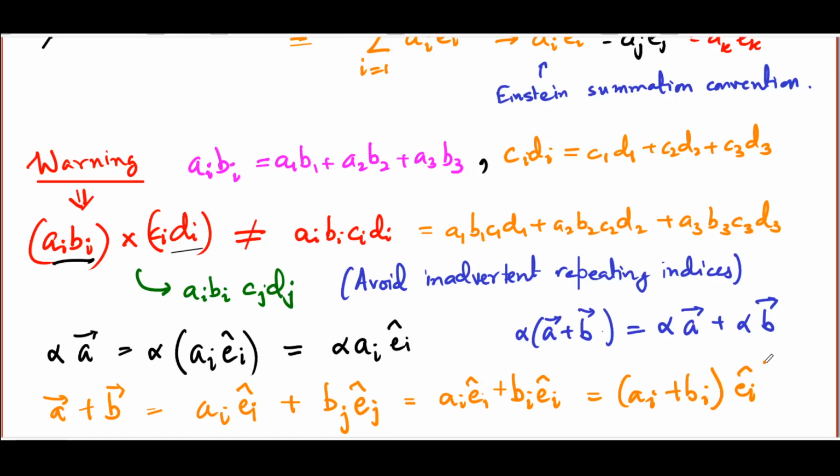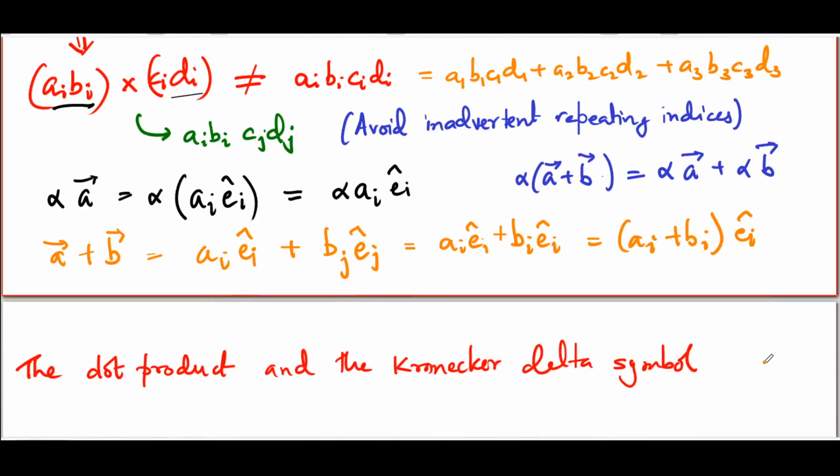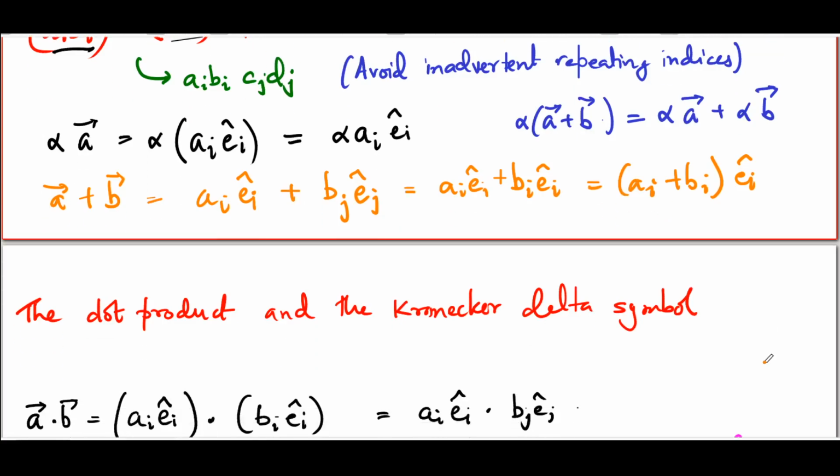Now let us go on to something a bit more non-trivial, although pretty simple, which is the dot product. And in talking about the dot product, we will meet our first major new introduction in this lecture, which is the Kronecker delta symbol. But first, let's take a look at the dot product.